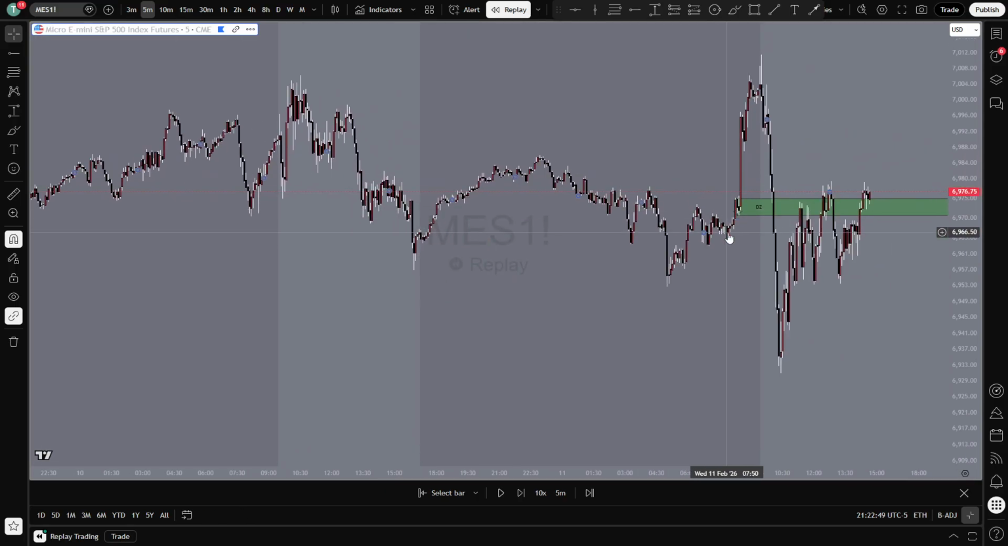So it's not just about spotting these quality zones. This is a quality zone. I get it. You as a supply and demand trader might look at this and say, hey, this is a good zone.